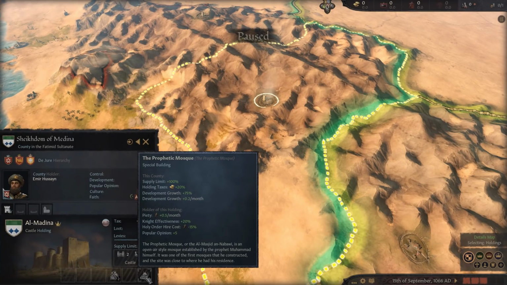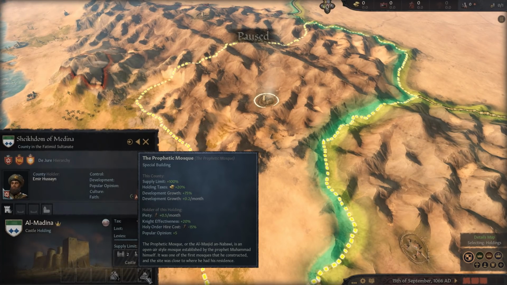The Prophetic Mosque, or Al-Masjid an-Nabawi, is an open-air style mosque established by the Prophet Muhammad himself. It was one of the first mosques that he constructed, and the site was close to where he had his residence. So what do you get?